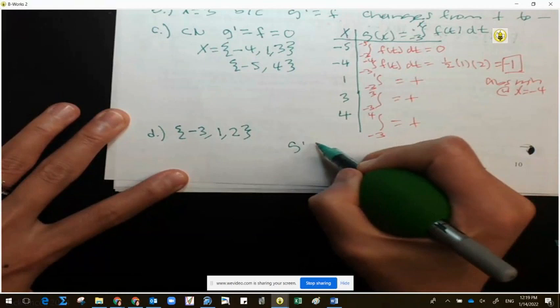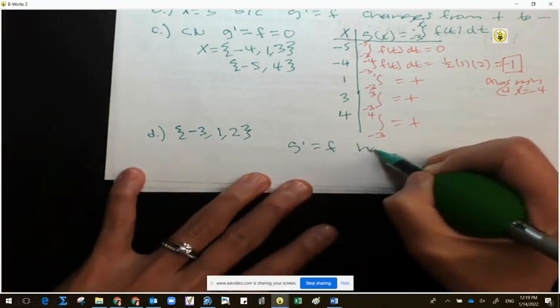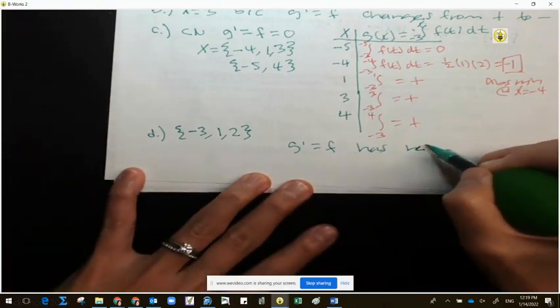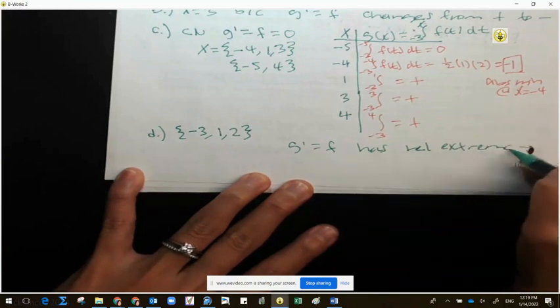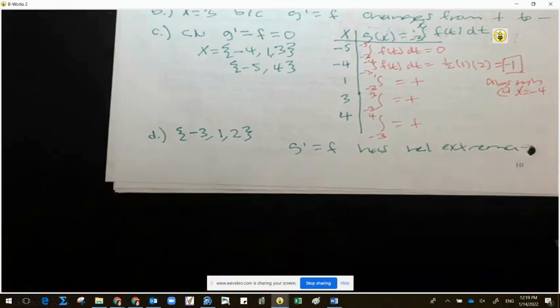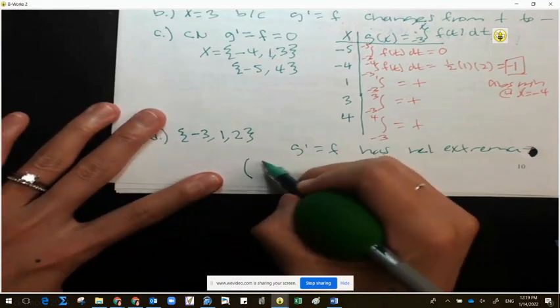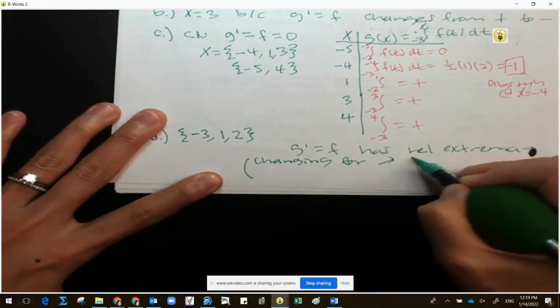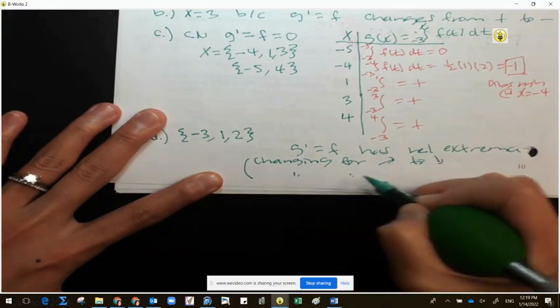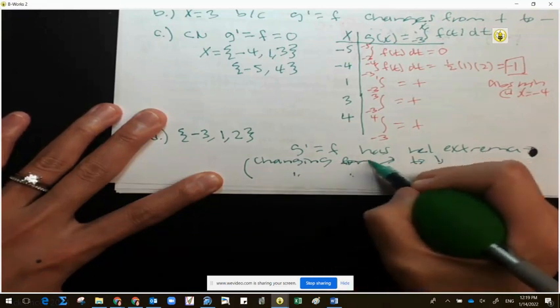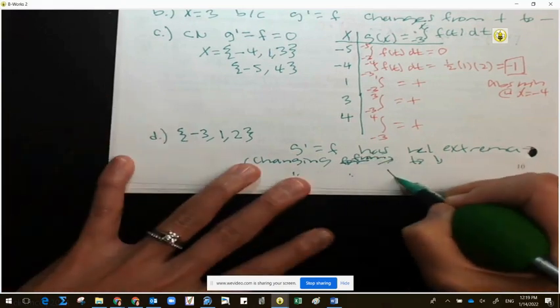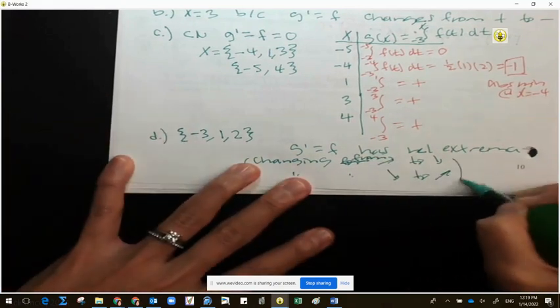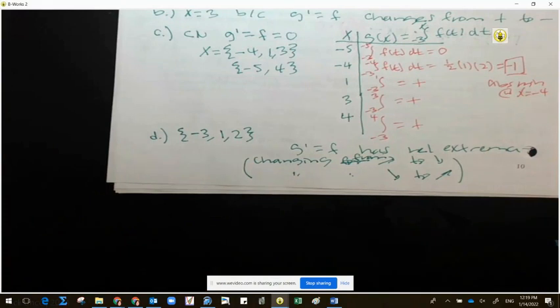I'm a slow man. That's because g prime, the f, has relative extrema. And it's okay for you to just simply write that out. But if you're thinking like on the AP test, I forgot the word and you want to describe it, you could say changing from increasing to decreasing, or changing from decreasing to increasing is sufficient. So if you describe the behavior and it's the term that we've used, it's perfectly fine.